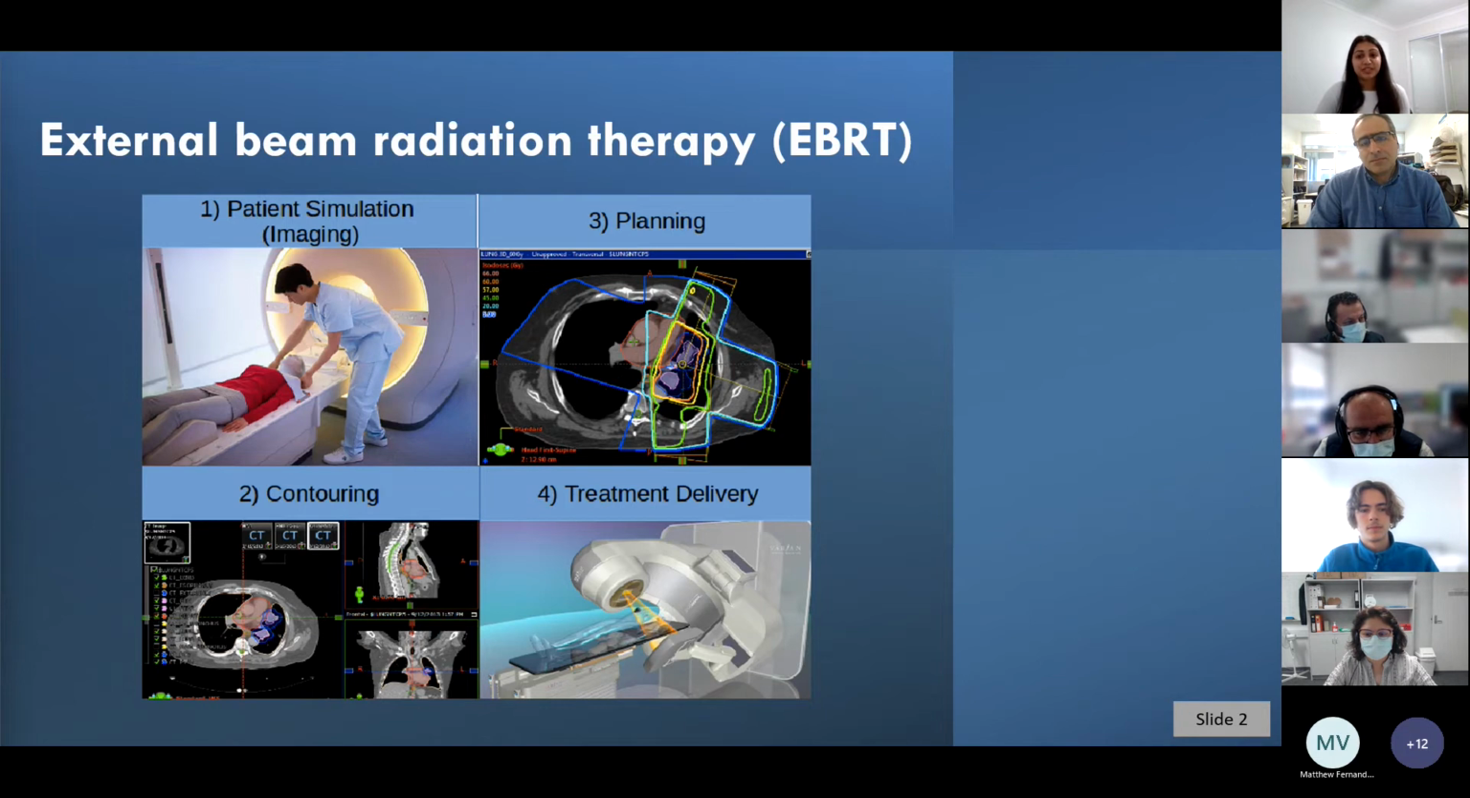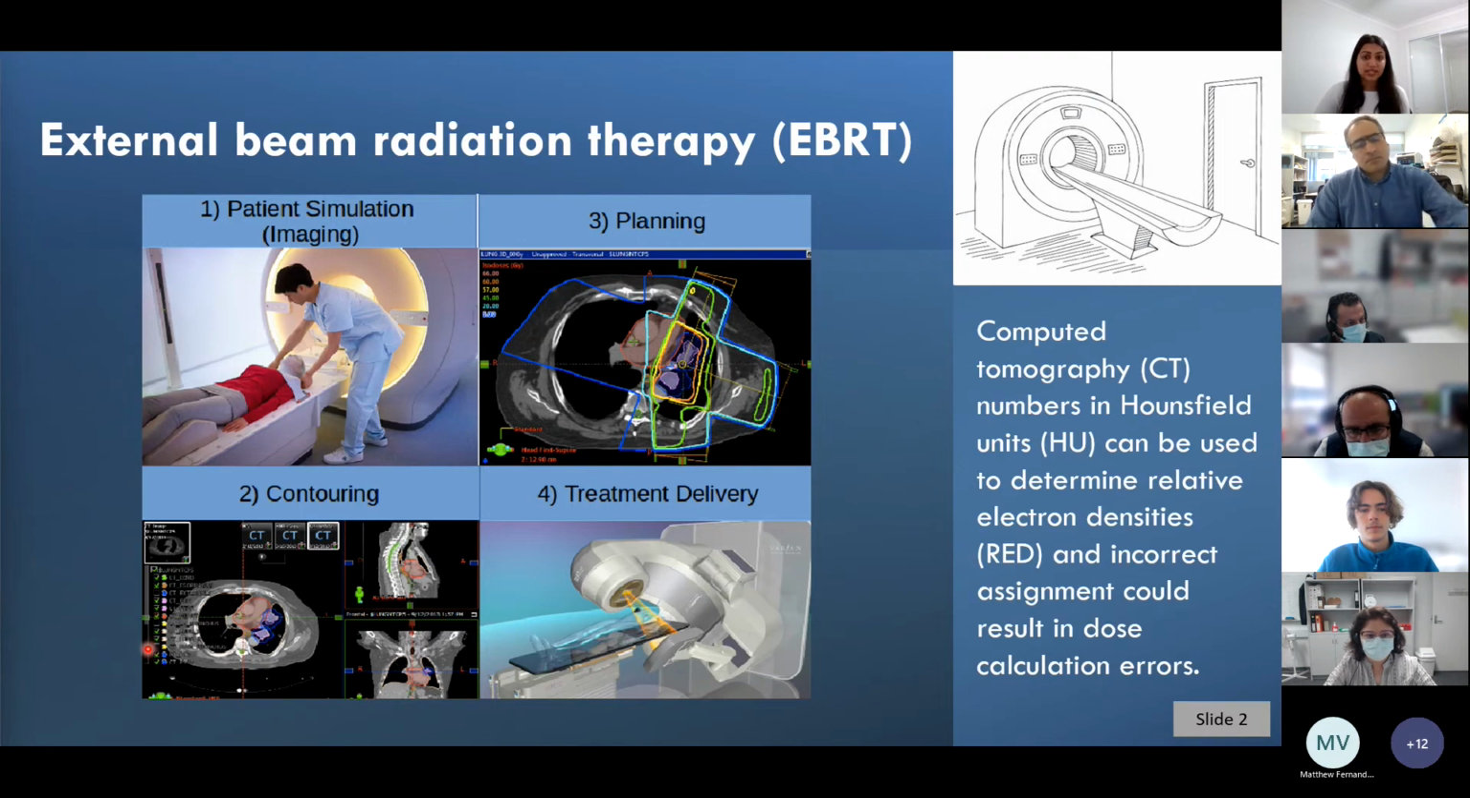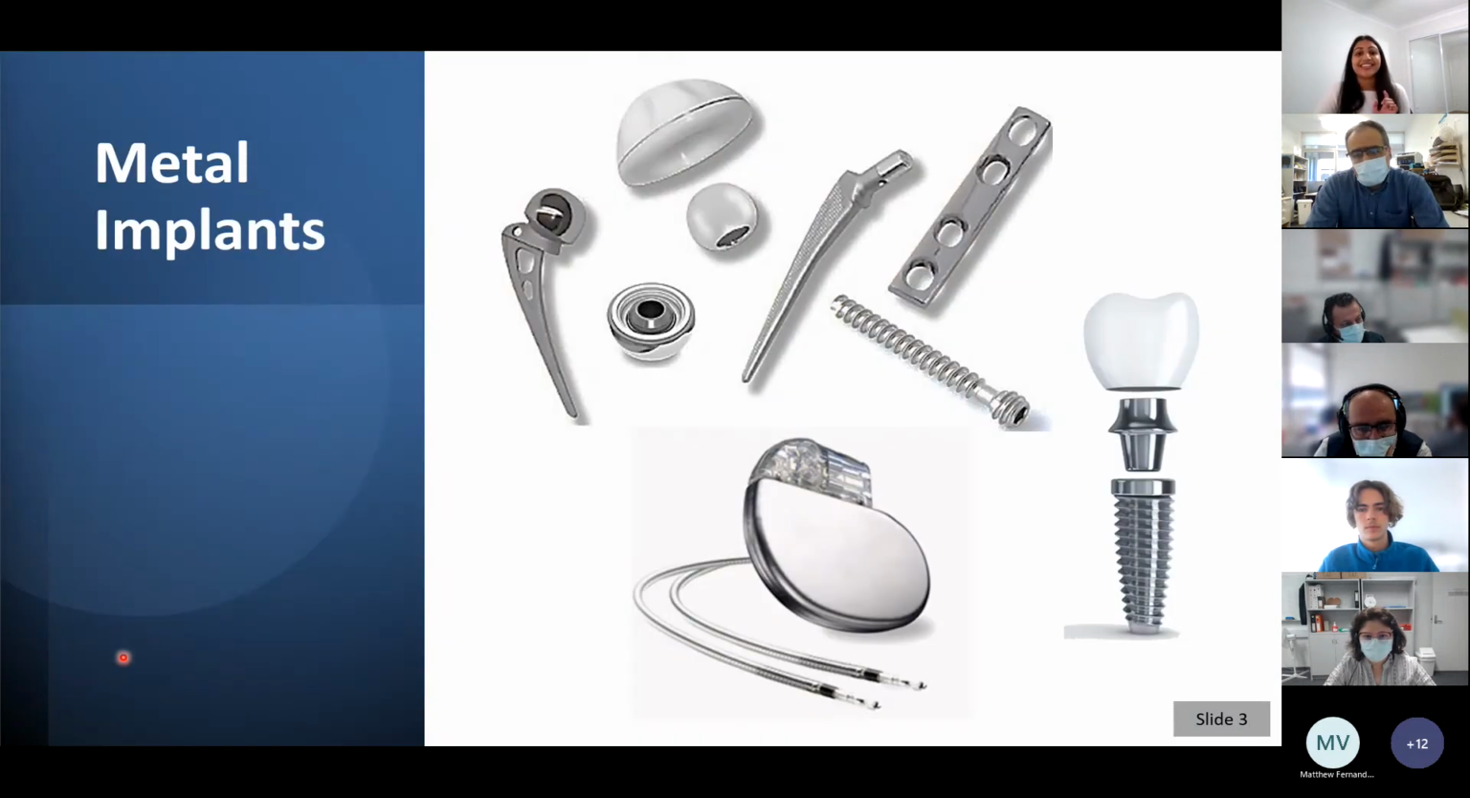And for treatment planning and dose calculation, we use the CT numbers in Hounsfield Units from the CT images to determine the relative electron densities, and any incorrect assignment of these values could result in dose calculation errors. And one source of such error is metal implants. And these are very common and include things like metallic screws or rods, knee, hip, and shoulder prostheses, stents and vessel clips, dental fillings, and cardiac pacemakers.